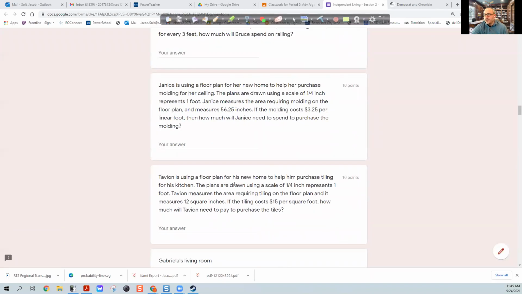And then Tavion is using a floor plan for his new home to help him purchase tiling. He wants tiling for his kitchen. The plans are drawn using a scale of 1/4 inch represents 1 foot. So we're not doing length now, we're doing area. Tavion measures the area requiring tiling on the floor plan, and it measures 12 square inches. So you don't have to calculate the area, it's already 12 square inches. If tiling costs $15 per square foot, how much will Tavion need to pay to purchase the tiles?